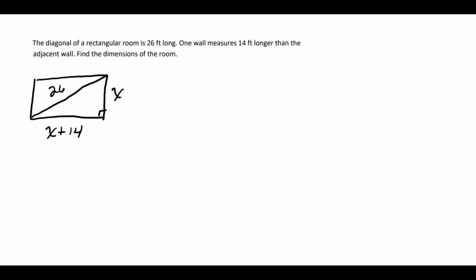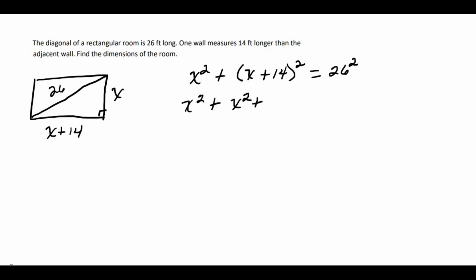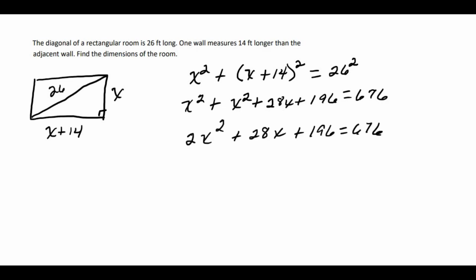And again, since I've got a right triangle, I'm talking about the Pythagorean theorem. So when I multiply everything out here, remember I'm foiling. I'm going to get x squared plus 28x plus 196. It's going to be equal to 676. I'm going to combine my like terms. Then I'm going to subtract 676 from both sides of the equation so I can set this equal to 0.